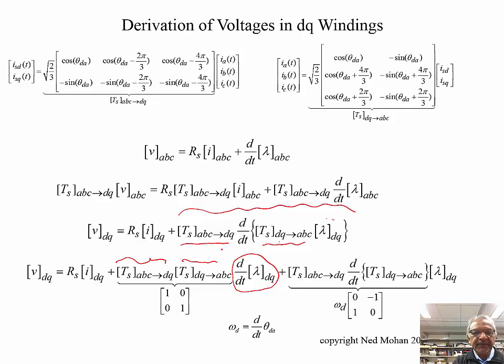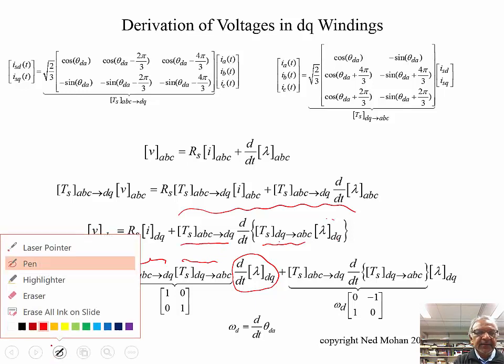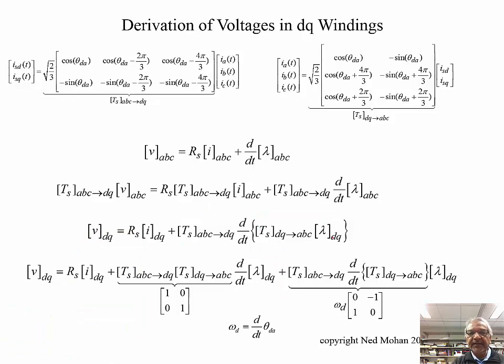And once again, if I could, I would erase all ink here. And so the third term on this right-hand side, first of all, this matrix shows up here, no surprise there. But this time, when we do the differentiation, we are doing it on this part over here, Ts from dq to abc, and lambda dq is over here. So when you multiply these two matrices, we get a unity matrix in this term.